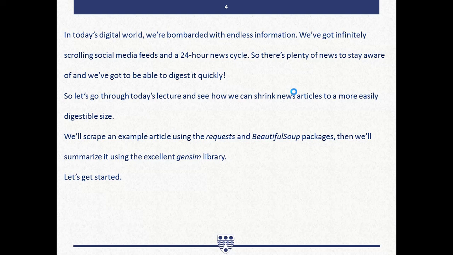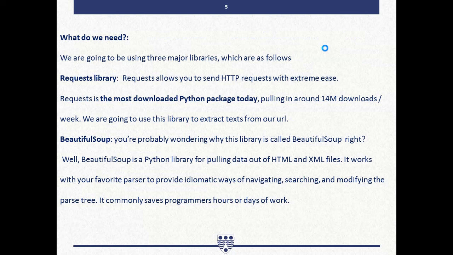So for us to achieve web scraping and article summarization, we make use of some libraries, some Python libraries. So let's take a look at some of the libraries we are going to be using for this lecture. We are going to be making use of three major libraries. The first one is the requests library. What we use the requests library to do is download the page we're interested in.